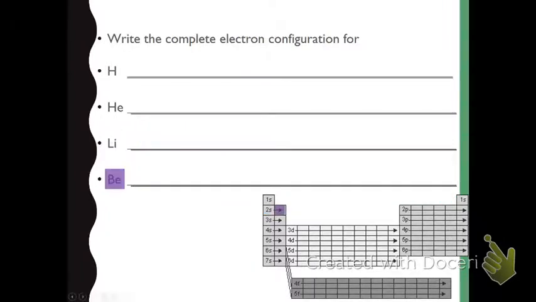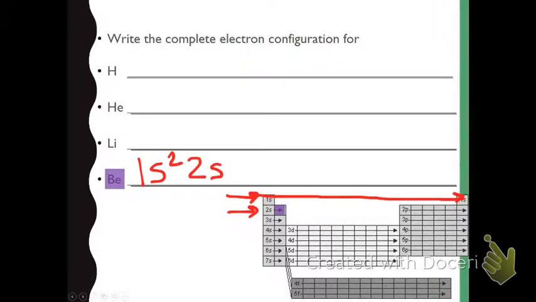Beryllium is right next to lithium. We still start at the very beginning every single time. First step is always going to be 1s, usually going to get a 2 on it. I'm going through 1, 2 to get there. Then as I come down through the 2s, I don't just stop at that first square, I have to go to the second. So beryllium is 1s2, 2s2.